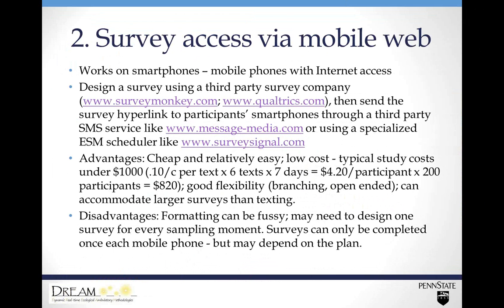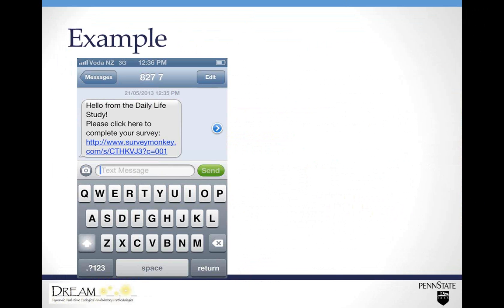Now the disadvantages are that formatting these surveys can sometimes be fussy, and I'll show you an example of that. And sometimes you may need to design one survey for every single sampling moment, because some of the survey software has restrictions that you can only complete the surveys once on each mobile phone, but that may depend on the plan that you use. So what would that look like?